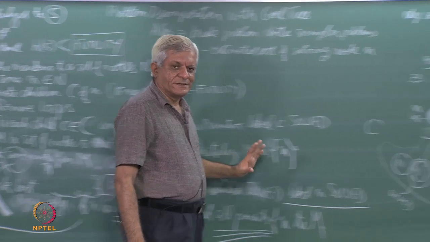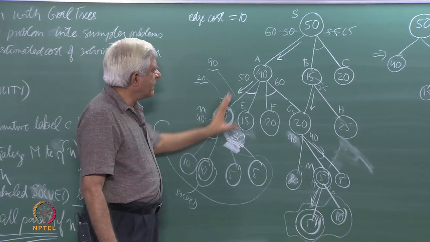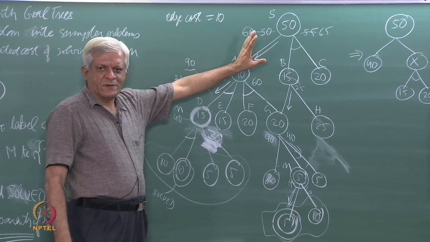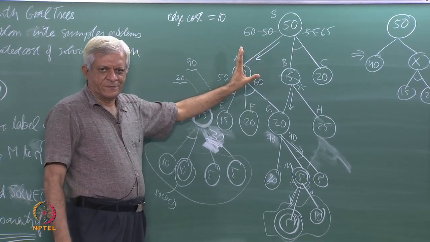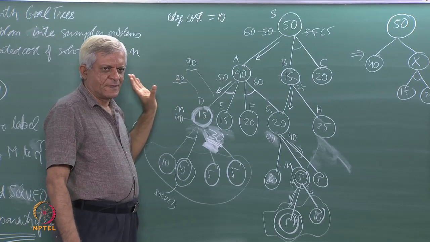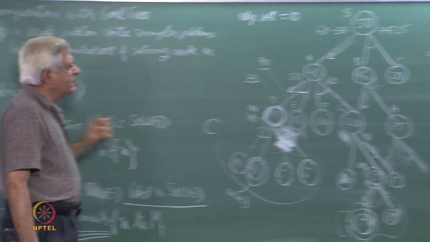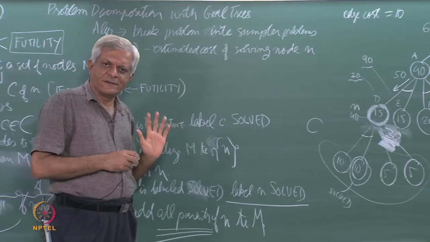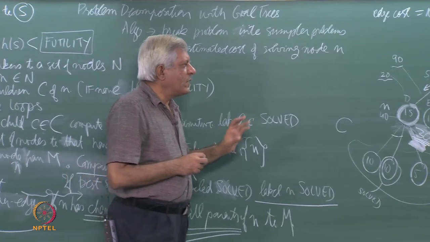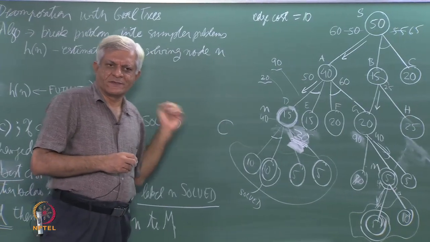till one of two things happens: either the value solved is percolated to the root or the value of futility is percolated to the root. In which case either it will give you a solution, which would be a subgraph or a subtree, or it will say that we cannot find a solution of this cost.